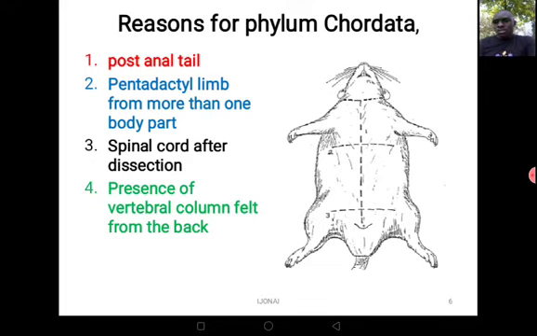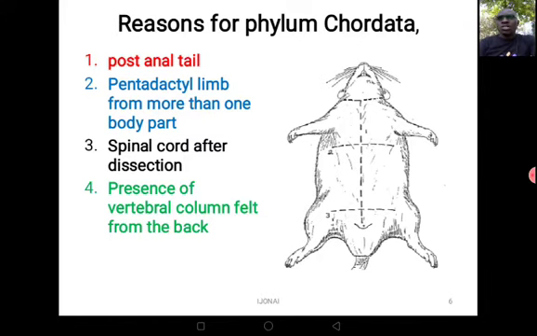Then they also have the spinal cord, but this one is seen after you have dissected it. You cannot see the spinal cord externally before you cut, but it is part of the internal characteristics that chordates possess. Then we have the presence of the vertebral column, which you can feel from the back. You can use your finger and touch it. You can even feel and compare it with yours and see whether the location, the position, and the feeling is the same. So you can touch them and see how the arrangement of the bones is.